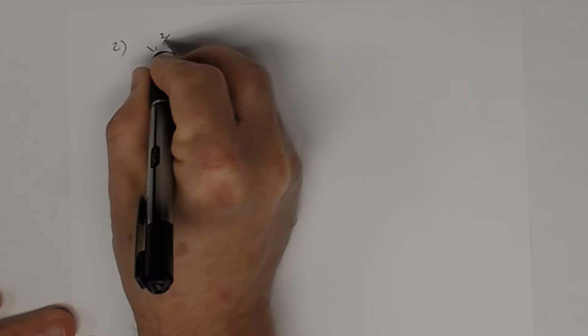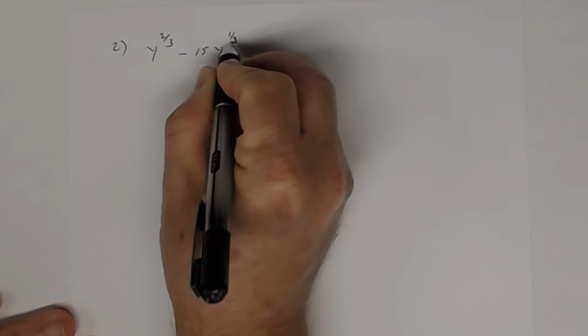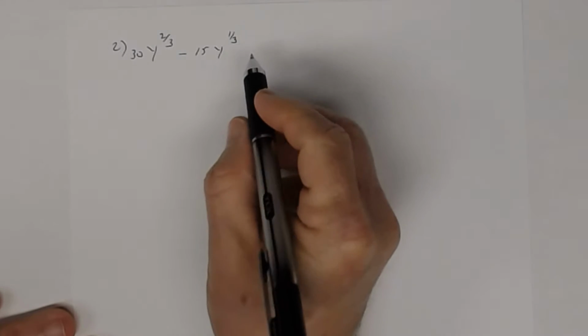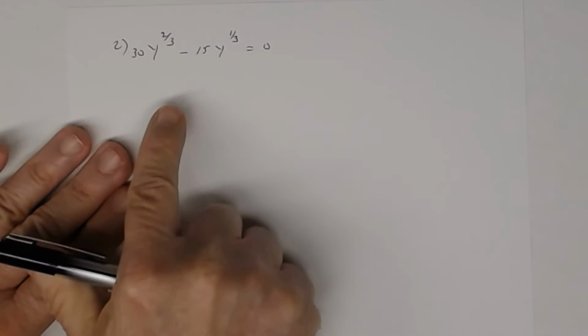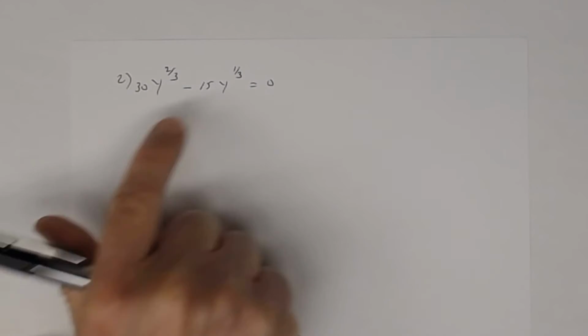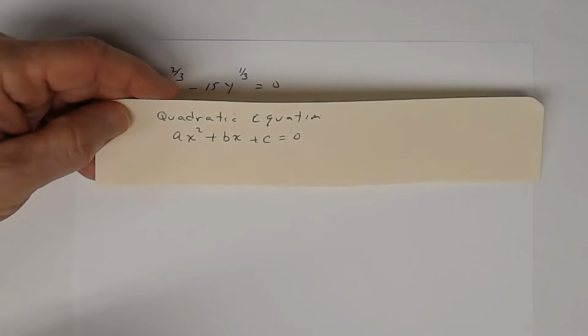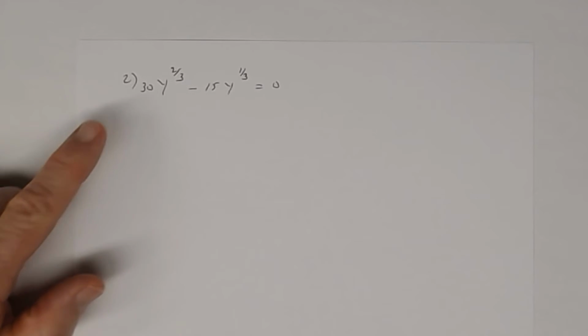So here's the equation. So example 2, you have 30 y to the 2/3 minus 15 y to the 1/3 equals 0. Okay, so notice that for most of you, this looks pretty complicated. And so if I can get this to be a quadratic equation, then this may be an easy equation to solve.